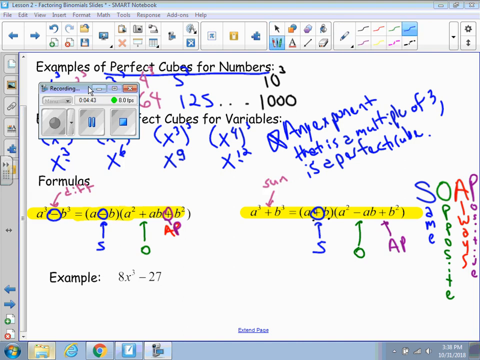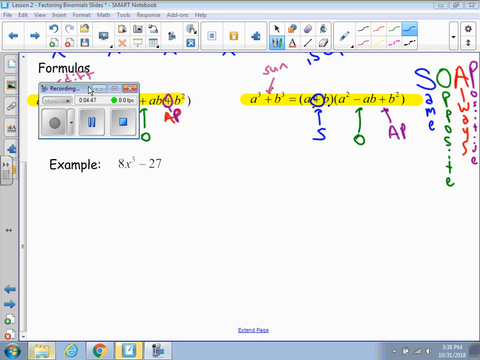We have 8x cubed minus 27. Is there a GCF other than 1? The answer is no. Now we say how many terms? There are 2 terms. Are they squares, cubes, or neither? Well, these are cubes because 8 is really 2 times 2 times 2, and x cubed is x times x times x. So our a value here is 2x.